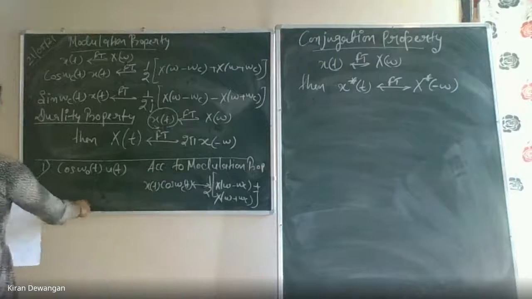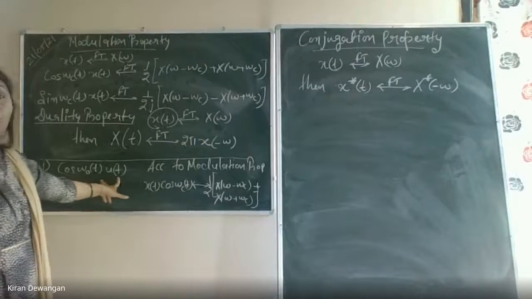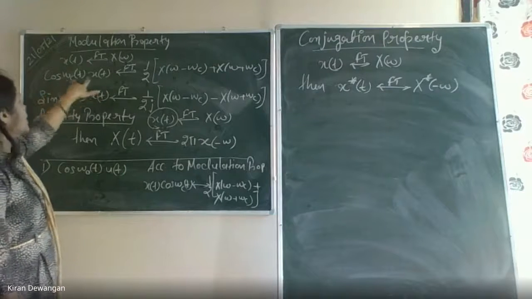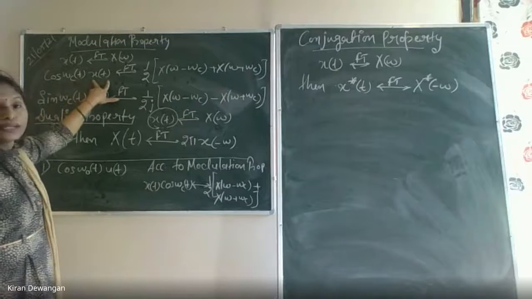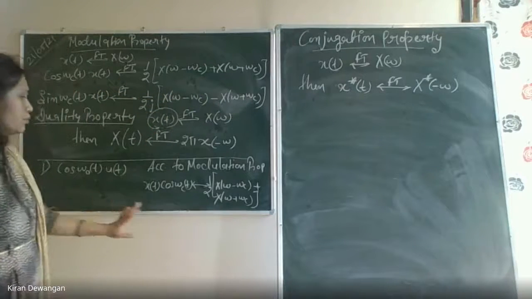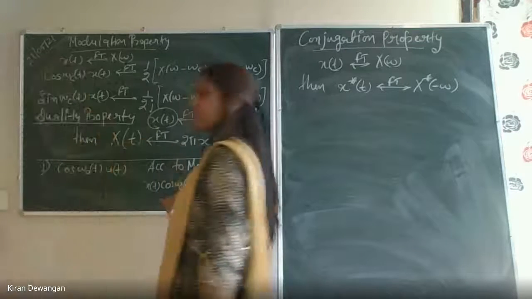This was our numerical. This was saying that cos of omega naught t into u(t). Now as per our modulation property, we already know if I multiply cos omega c t into x(t), I get this as a Fourier transform, right? Now according to the modulation property, we have got this thing. Now what is my x(t) here?